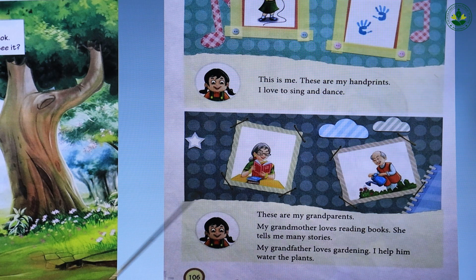Are you reading? Okay. My grandfather loves gardening. My grandfather loves gardening. I help him water the plants. See children, you have to read these 2 pages 5 times.